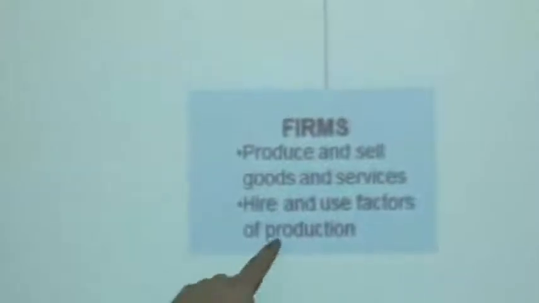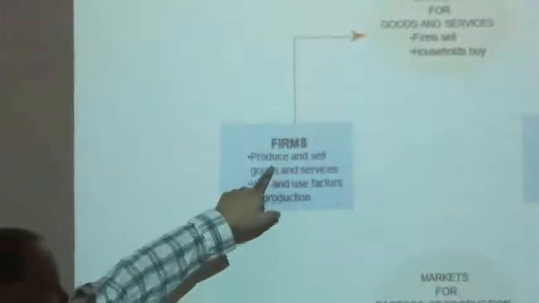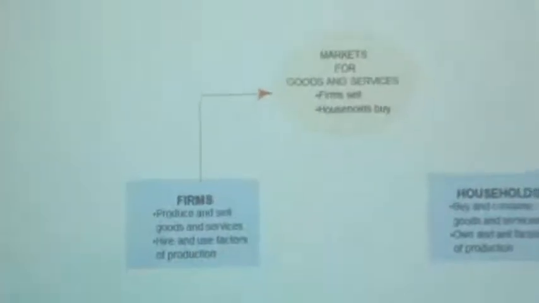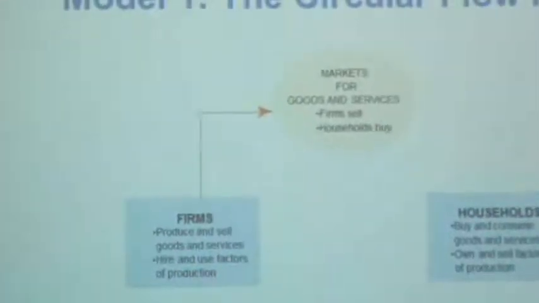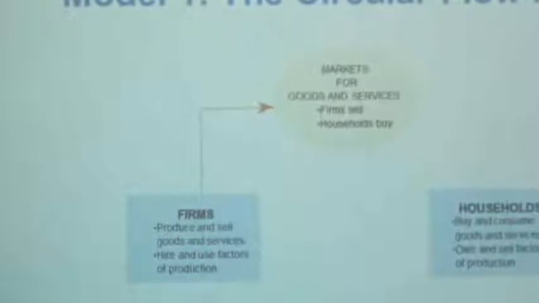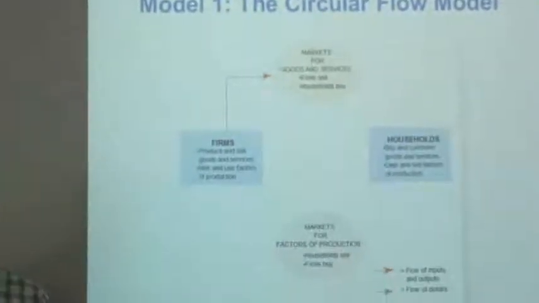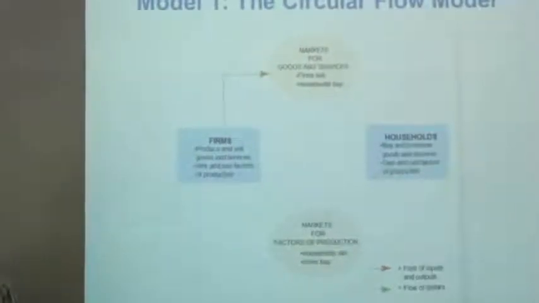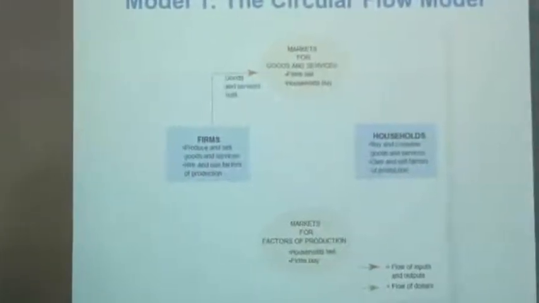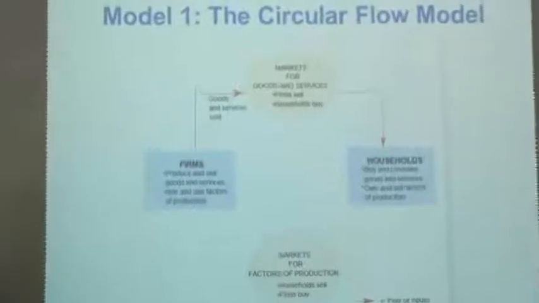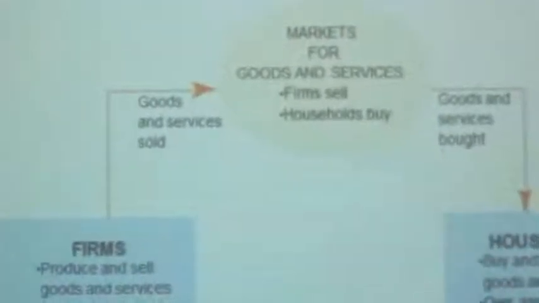And then we have the flows. We'll start with the flow of inputs and outputs from firms to goods. Right? Firms produce something. They take it to the store. So I manufacture a box of Cheerios, and I send them off to the grocery store where households can consume them. So the first thing that happens is goods and services are sold. The second thing that happens is these goods and services are purchased by households.